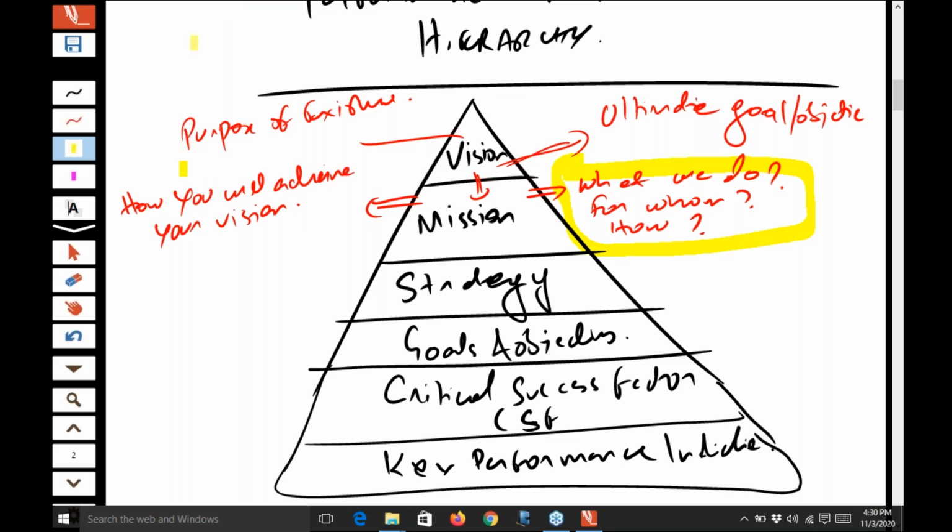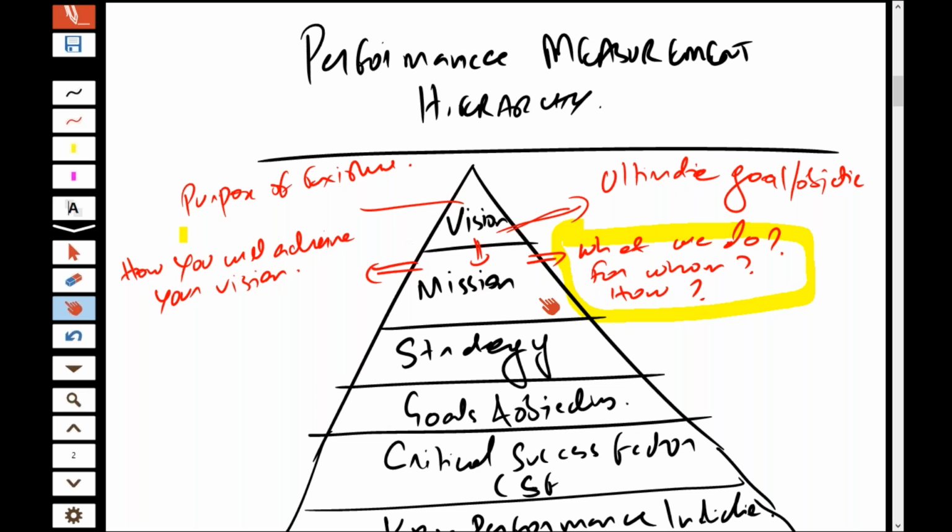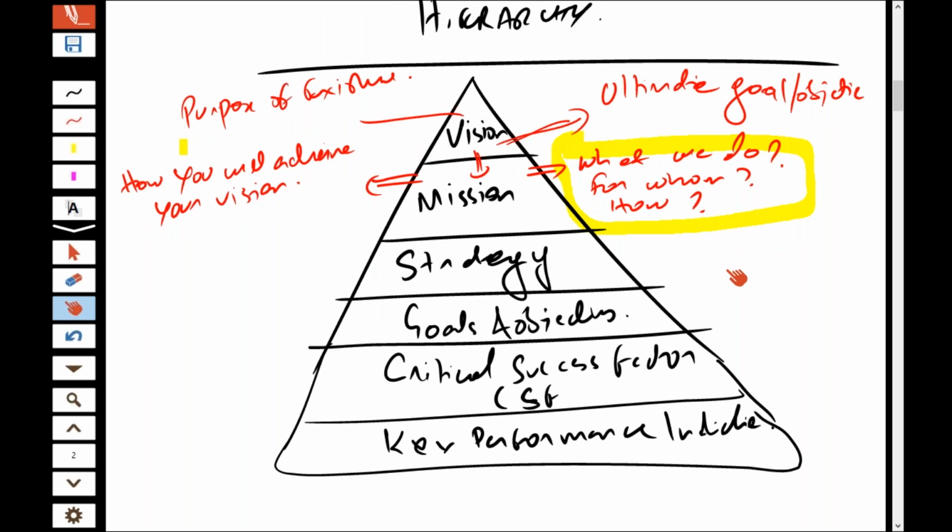Okay, so what happens is the first aspect of it is the vision, which is the ultimate goal of the organization. Then you've got a mission, which actually tells you how you will achieve your vision. The mission statements generally answer three questions, which is what you do, for whom, and at the same time, how.